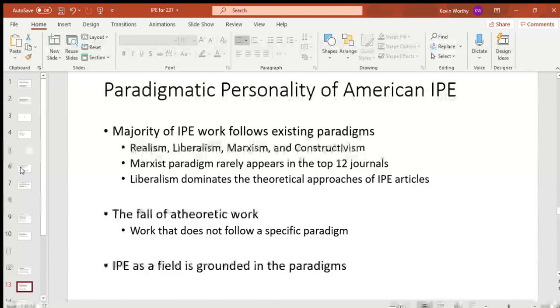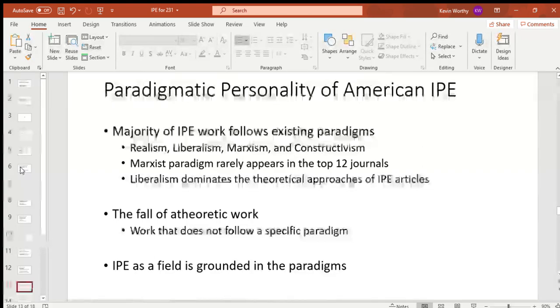So if you're saying, okay, this is a liberalism dominant field, that means liberalist ideas are dominating those fields, right? A lot of these other things that exist, the intrinsic value of people, this idea that norms matter, all of these things impact the field, and you don't really see atheoretic work.